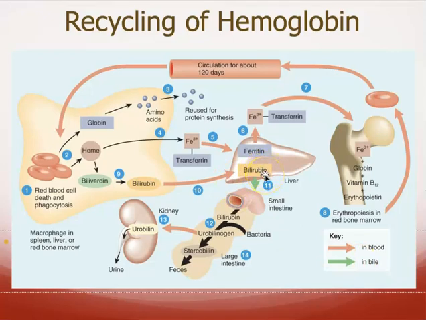So the liver produces bile. The gallbladder will store the bile. Bile is secreted into the small intestine. As it moves from the small intestine into the large intestine, bacteria in the large intestine convert bilirubin into urobilinogen. Some of that urobilinogen will be transported in the bloodstream to the kidney, where it is secreted as urobilin. It's converted one more time.